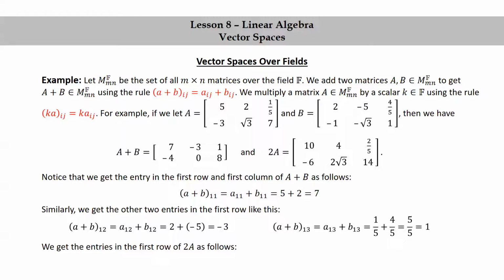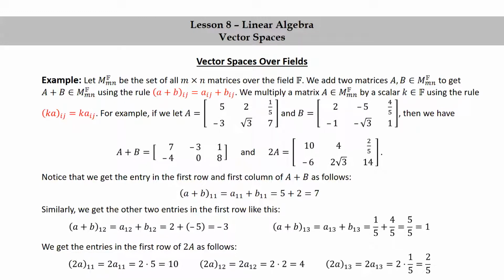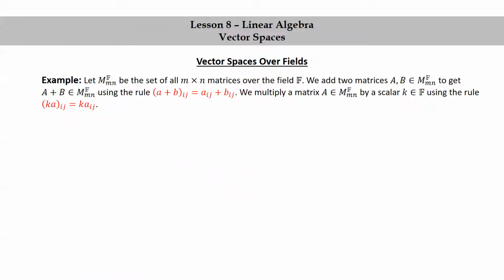We get the entries in the first row of 2A as follows. (2A) sub 1,1 equals 2 times a sub 1,1, which is 2 times 5 or 10. (2A) sub 1,2 is 2 times a sub 1,2, which is 2 times 2 or 4. And (2A) sub 1,3 is 2 times a sub 1,3, which is 2 times 1/5 or 2/5. You could check the rest of the entries yourself. You should also check that the set of all m by n matrices over a field F is a vector space over F.